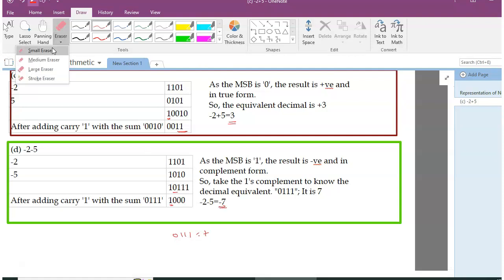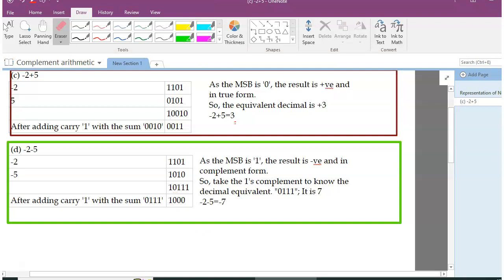So this is ones complement arithmetic, subtraction or addition. Hope it is clear. And I request you to choose some other examples and try. Right, let's see the last one.